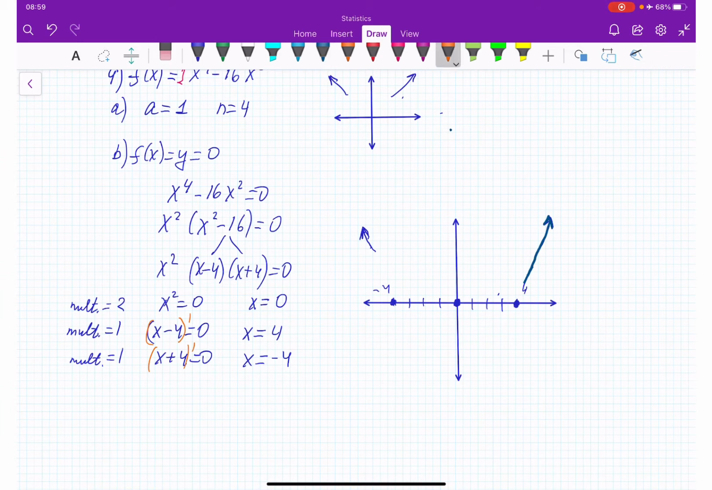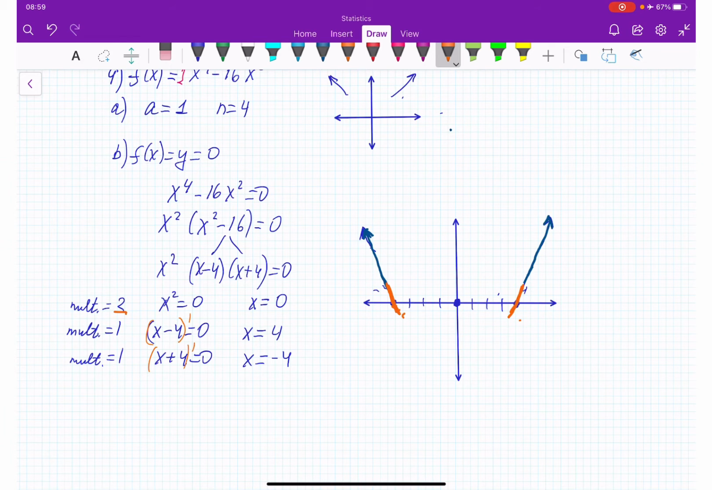Okay, and here it's going to cross. Now, the same way, it's coming down here, and it's going to cross also this way, right? Because end behavior goes that way. Now, at the point where x is equal to 0, we have multiplicity 2. Now, both ends are at the bottom.